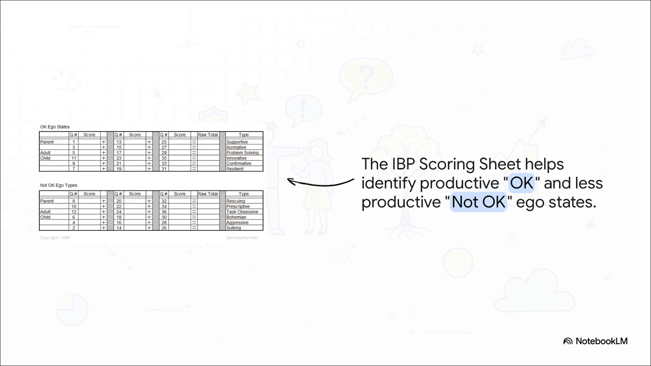Now, it's based on a psychological framework that helps us see productive behaviors, what we call okay states, like being supportive, versus ones that might be holding them back, like being too prescriptive. The goal here is simple. It's to give you and your mentee a shared, neutral language to talk about how their communication style might be helping or hindering their professional goals.